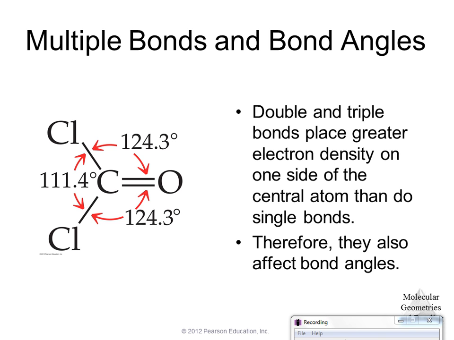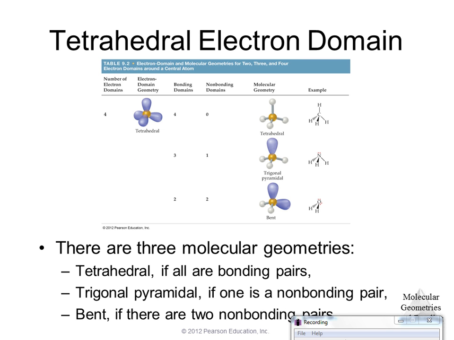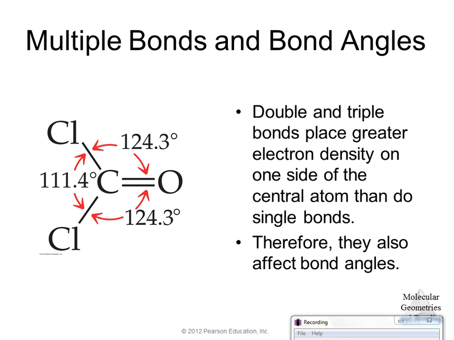Multiple bonds get a little trickier. Think about how it looks. These double and triple bonds put a lot of electron density on that central atom. So they do affect bond angles. So if you look at this bond angle here, 124.3, that double bond does affect and bend those chlorines down even more so than what the single bonds do. This is a greater bond angle. So double bonds bend it down more than even a single bond would, because there's just more electron density there that takes up more space than those single bonds do.